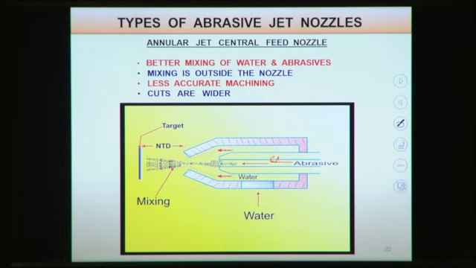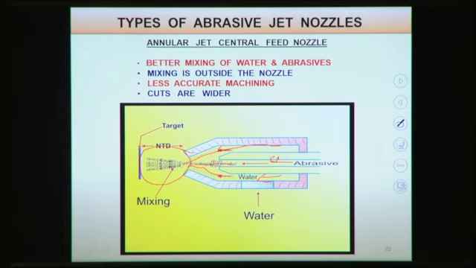And this water jet is coming from this annulus region. So a high pressurized water jet is coming from this annulus region, so here there is better mixing of water and abrasives. We can see that this water jet is coming from the outer periphery, and abrasive particles are coming from the inner surface of this nozzle, and this is the mixing chamber.